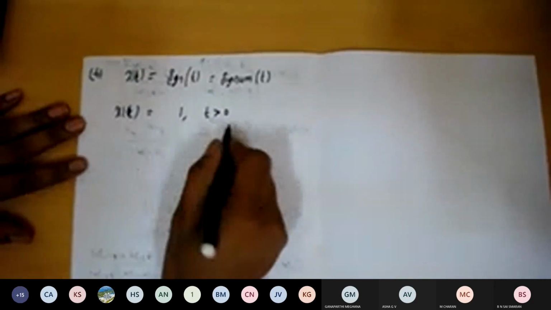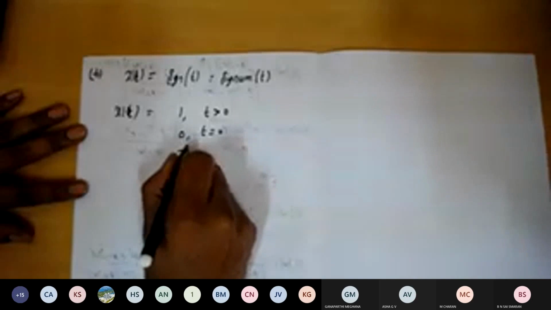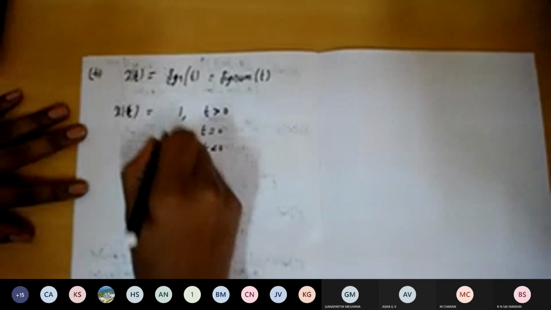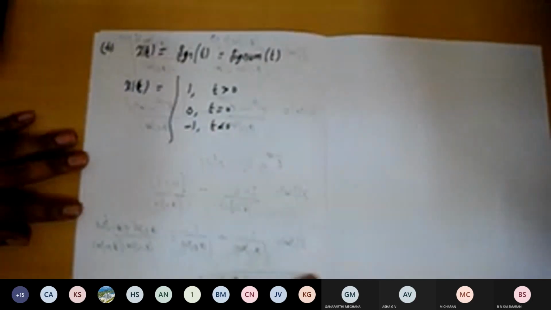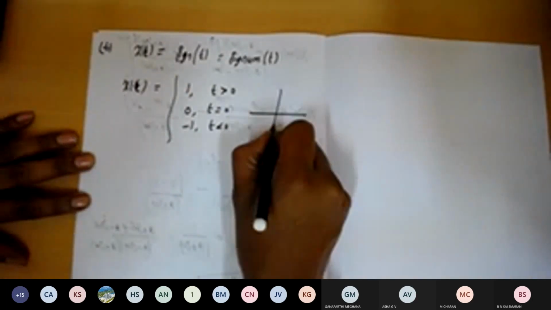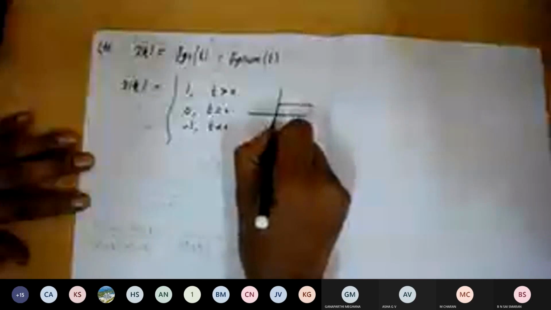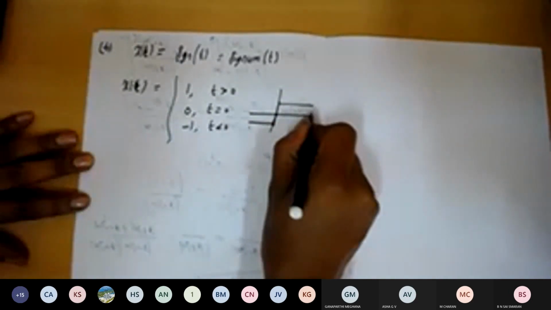It has the value 1 for t greater than 0. It is 0 at t exactly equal to 0. And it is equal to minus 1 for t less than 0. So it will be defined like this. This is the signum function. At t exactly equal to 0, it will be 0. For t greater than 0, it is 1. For t less than 0, it is minus 1.